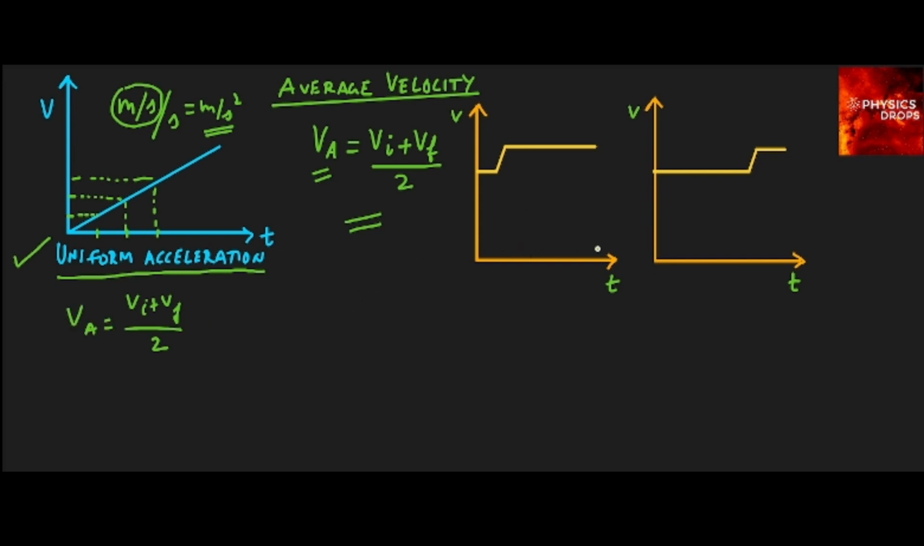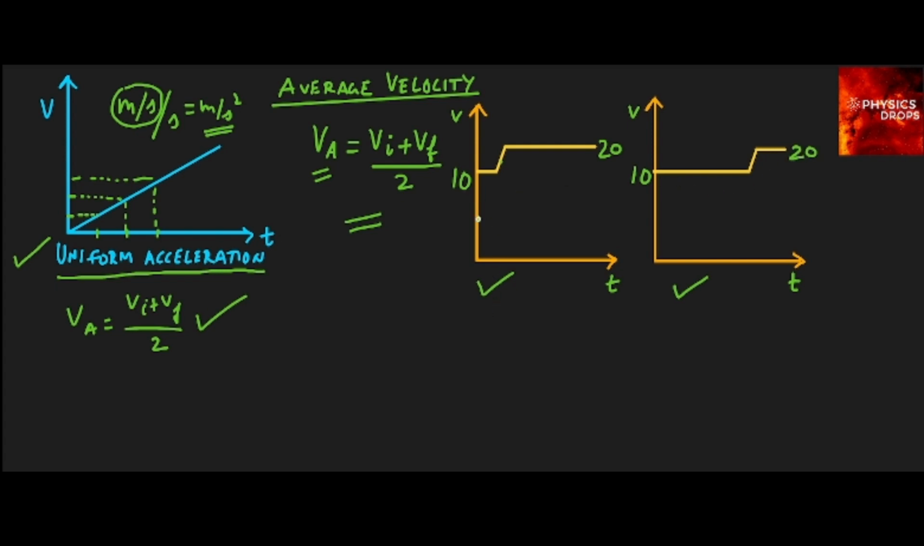But let's consider these orange graphs to the right, where can we apply the same formula of Vi plus Vf by 2? Let's intuitively look at it. This is a velocity time plot where, let's say, initially the velocity of an object is 10 meter per second, and after a particular time interval it quickly moves up to 20 meters per second. The same object, or another object in a similar plot, initially is at 10 meter per second, and after some time interval it increases and goes up to 20 meter per second.